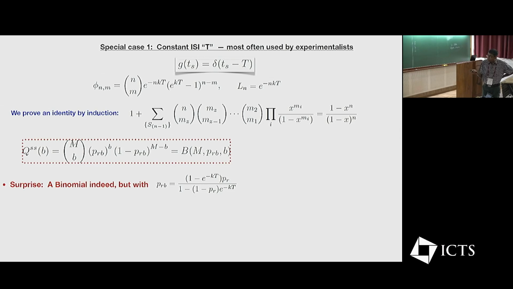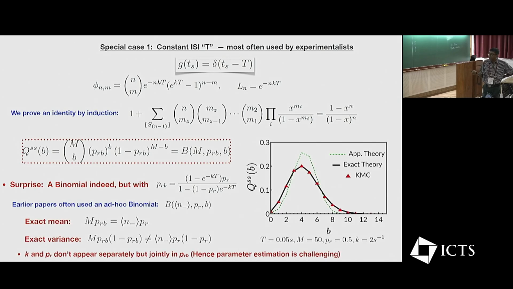But the release probability is a modified release probability. It is no longer PR, but it is this complicated function which now depends on the replenishment rate K and capital T. So, you know, for years people have been fitting to a binomial, but this is the right binomial one needs to fit to. And if one uses any ad hoc binomial like this, you can see this is the exact formula and the Monte Carlo. This green curve is this ad hoc binomial. It will not match the exact result.